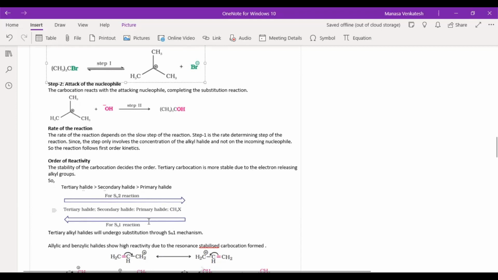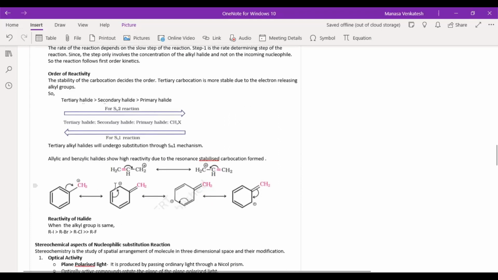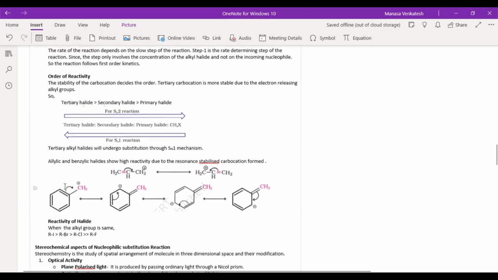And if a tertiary halide is going to undergo a substitution reaction, it will follow the SN1 mechanism. And if it's a primary halide, it would prefer an SN2 mechanism. Now, when we talk about benzylic and allylic, the carbocation form is going to be stabilized by resonance. And the reactivity of the halide is: RI is more than RBr, more than RCl, and very high, much more than RF, where R is considered as the same alkyl group.